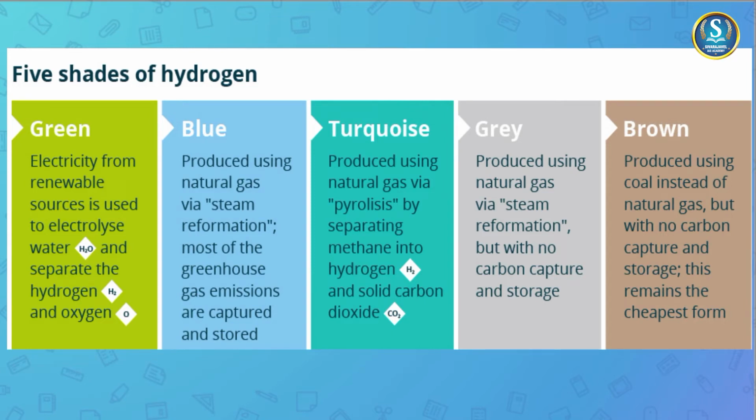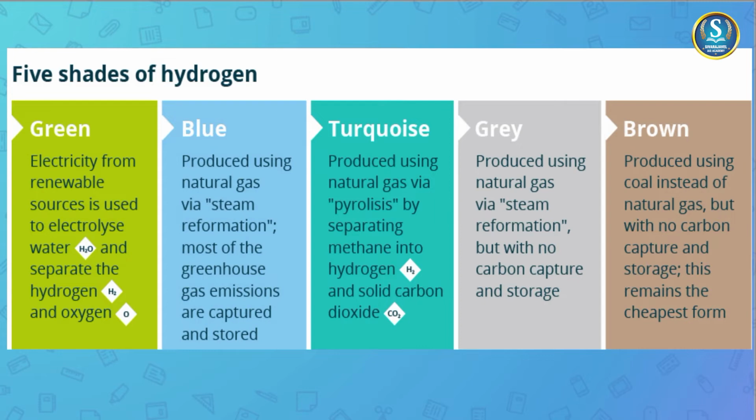This is the one which is mostly used or manufactured nowadays. For example, the new plant that India has installed recently uses gray hydrogen, and they are trying to go to green hydrogen very soon from there. Here the hydrogen is produced using natural gas via steam formation, but with no carbon capture and storage. If you compare and have a look at it, blue hydrogen and gray hydrogen are almost the same.